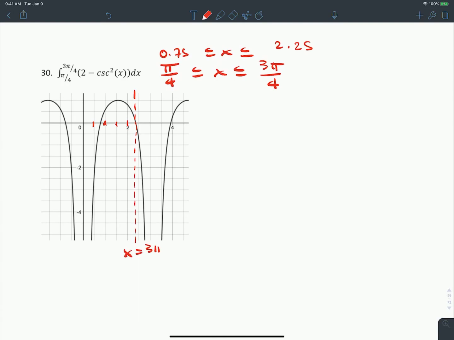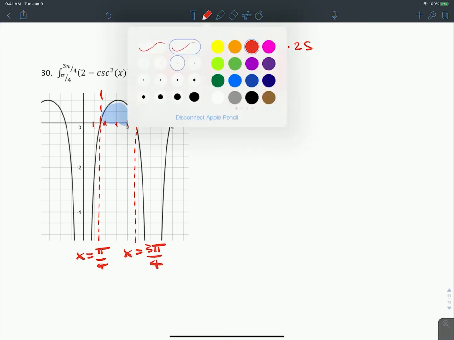So this is x is 3 pi over 4. Now pi over 4 again is about 0.75, and it's actually a little bit bigger. So this is 1/2, and it looks like these are actually intercepts. So that's pretty good. We can double check, but that's what it looks like to us here. Okay, the area is above the x-axis, so it looks like we're going to have positive area here.